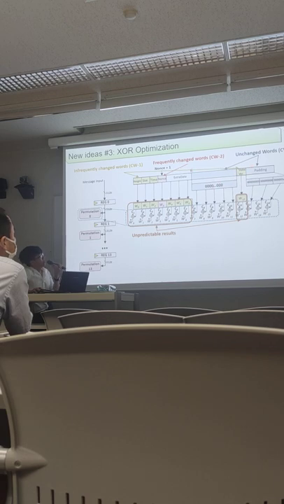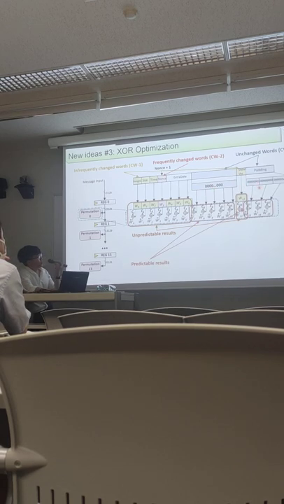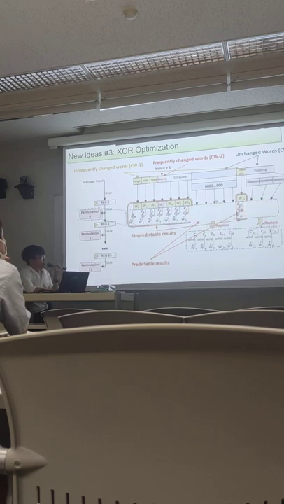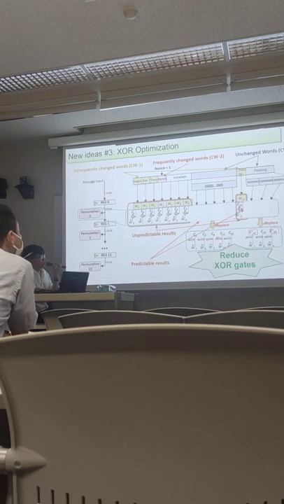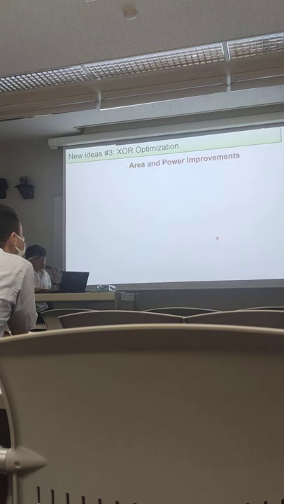Like in this actual accelerator, they have 00 or 8001. This is the reason that the result of this computation we can predict; it is a predictable result. We can replace it by hard wire. You see here, we have no SHA gates at all. This is the reason that we can reduce the SHA gates.